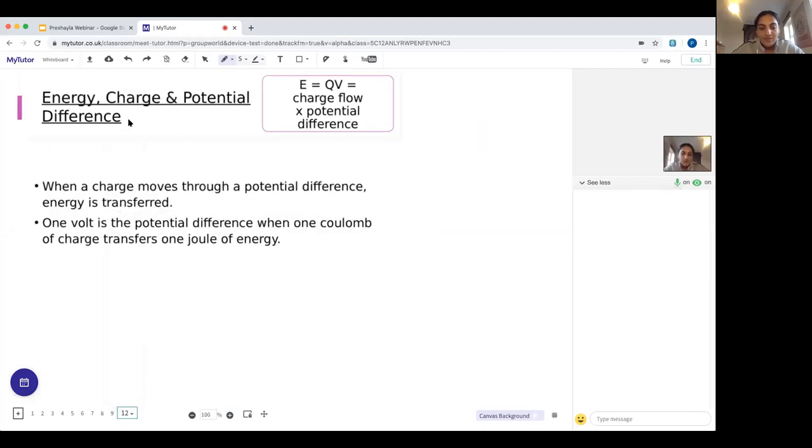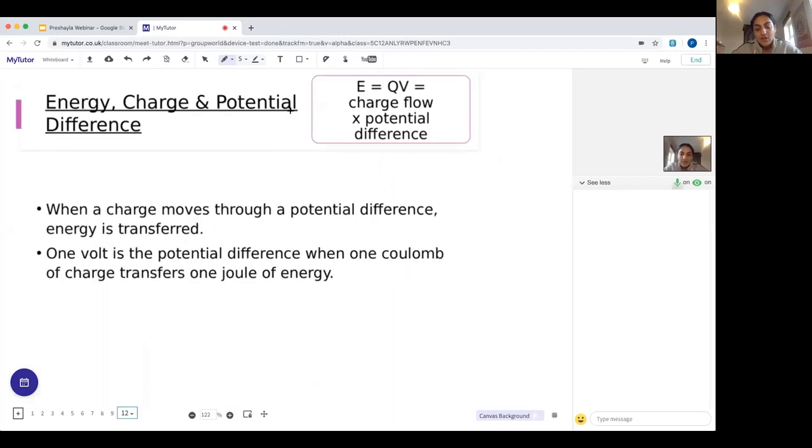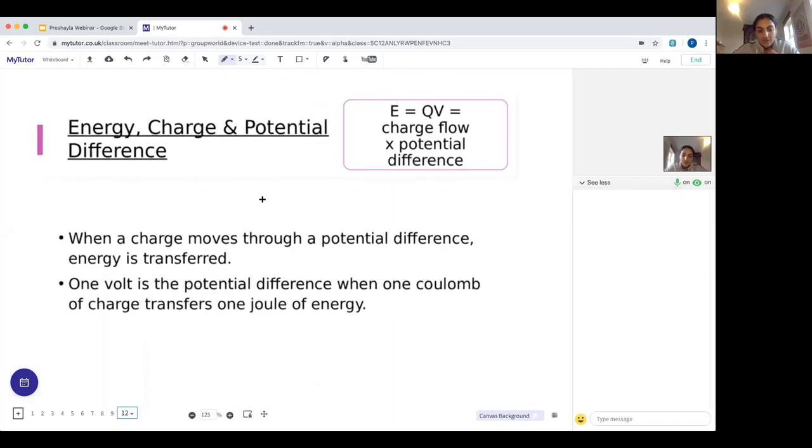Okay, now we have the second of our two equations, which is E equals QV. When a charge moves through a potential difference, energy is transferred. So it's really all about circuits, because we have a charge moving around the circuit, an electron moving through the wires in the circuit, which is being pushed by a potential difference. So that is where our energy comes from. So an electron flows through the circuit from being pushed by a potential difference. So we use this one for circuits.